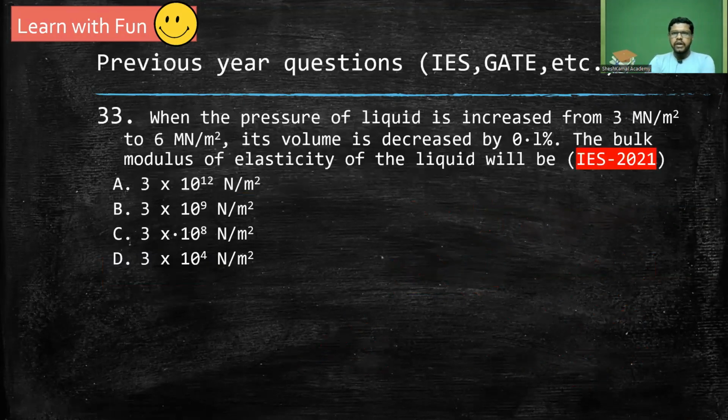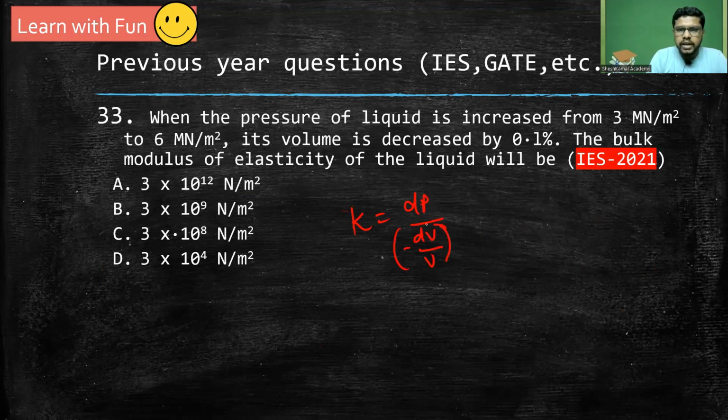When the pressure of a liquid is increased from 3 meganewton per meter square to 6 meganewton per meter square, its volume is decreased by 0.1%. The bulk modulus of elasticity of the liquid is? We have to find out the value of K, and the formula is change in pressure divided by volumetric strain. Here the volumetric strain is given directly, it is 0.1%. Change in pressure is also given, so just put the values.